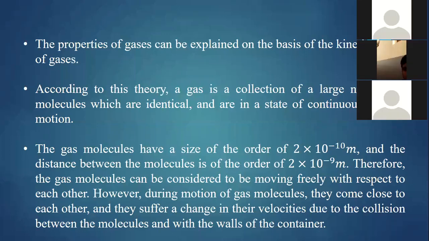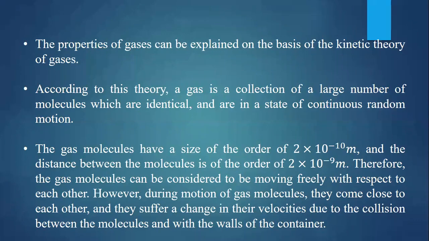So according to this theory, a gas is a collection of large number of molecules which are identical and are in state of continuous random motion. Okay. So a huge number of molecules are present in a gas sample, and those molecules are perfectly identical and they are in a state of continuous and random motion.